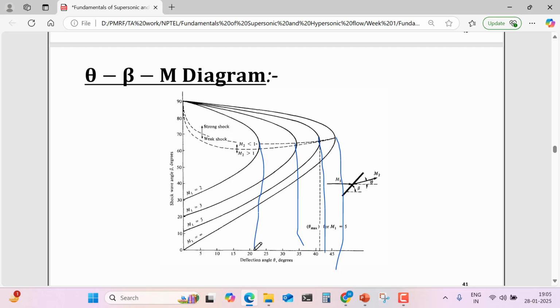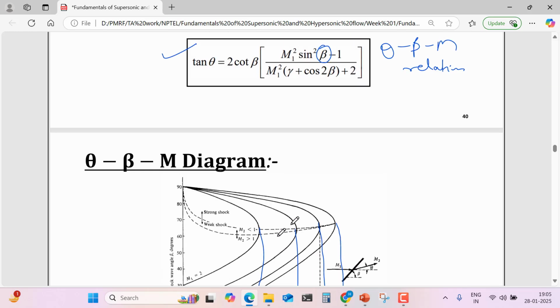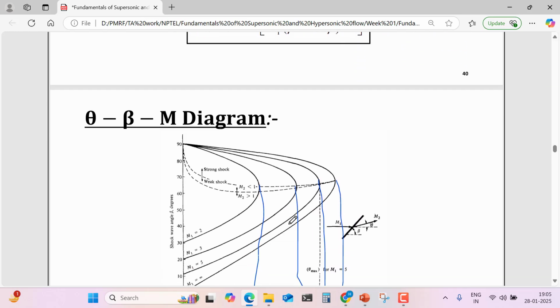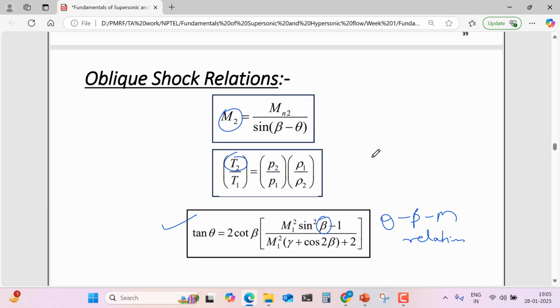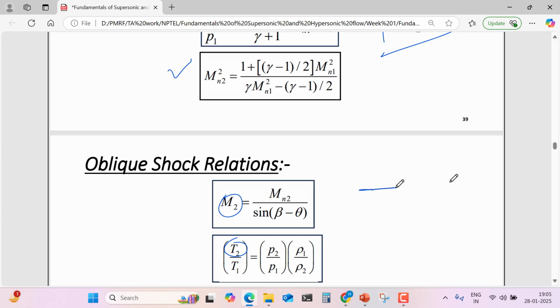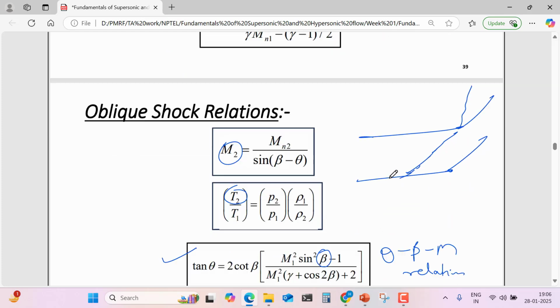At theta max, we will not get the solution for this oblique shock. If theta is greater than theta max, we will not get the solution for the oblique shock, and this equation will not be valid, because currently this oblique shock is an attached oblique shock. If theta is greater than theta max, this oblique shock will be detached from this corner. So this solution will not be valid.